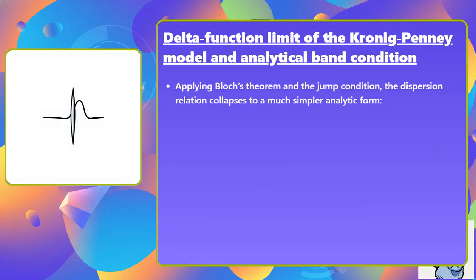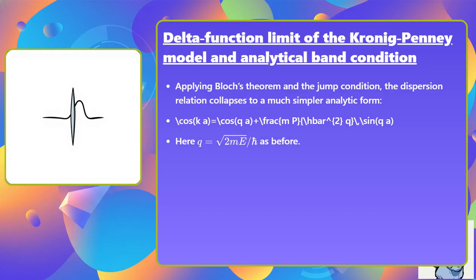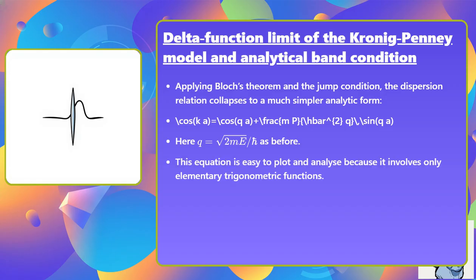Applying Bloch's theorem and the jump condition, the dispersion relation collapses to a much simpler analytic form. Cosine of k equals cosine of q plus mP divided by h bar squared q times sine of qa. Here q equals the square root of 2mE divided by h bar, as before. This equation is easy to plot and analyze because it involves only elementary trigonometric functions.